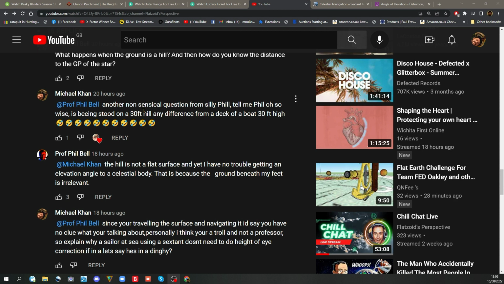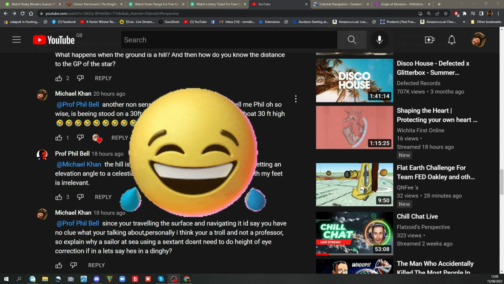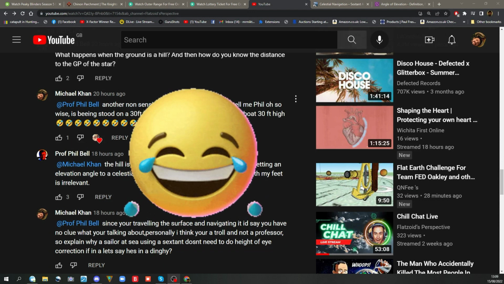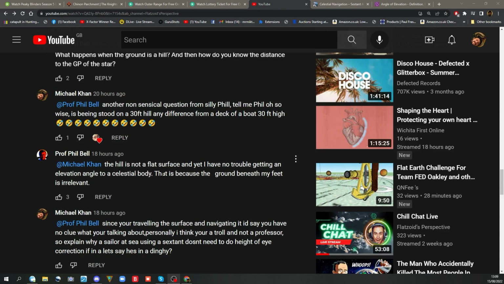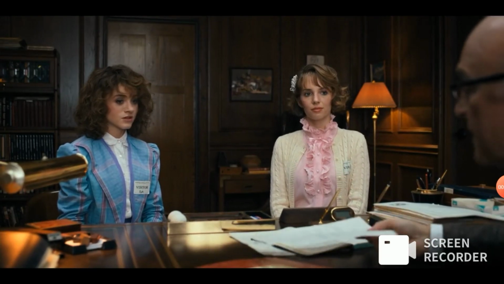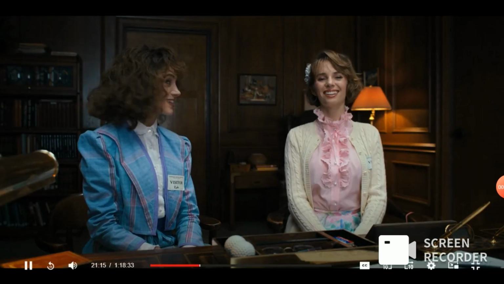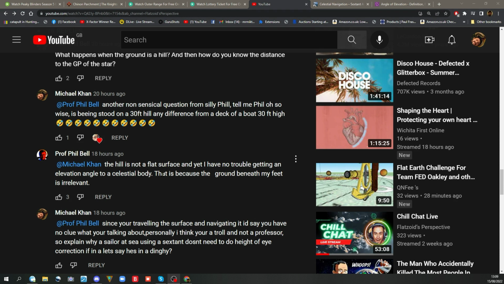This is one that gets me. This is so funny. The hill is not a flat surface, and yet I have no trouble getting an elevation angle. And I can get an elevation angle from top of my flat. I can get an elevation angle from deck of a boat. Your point is. But this is the one that worries me. The ground beneath my feet is irrelevant. You know what they say. Those who can't do, teach. If it's irrelevant, Phil, what's the point in celestial navigation? Because we're navigating the surface of the Earth.